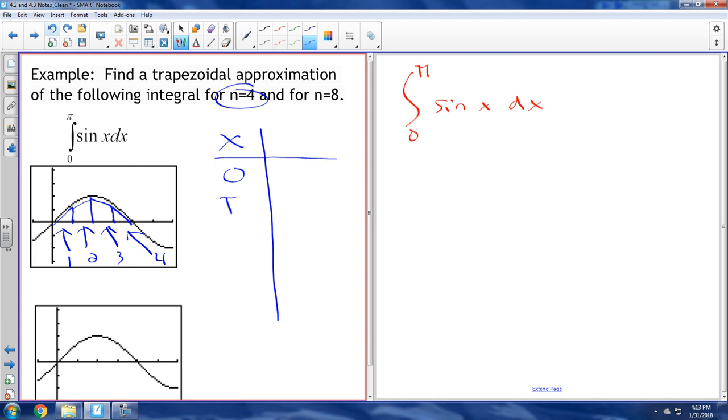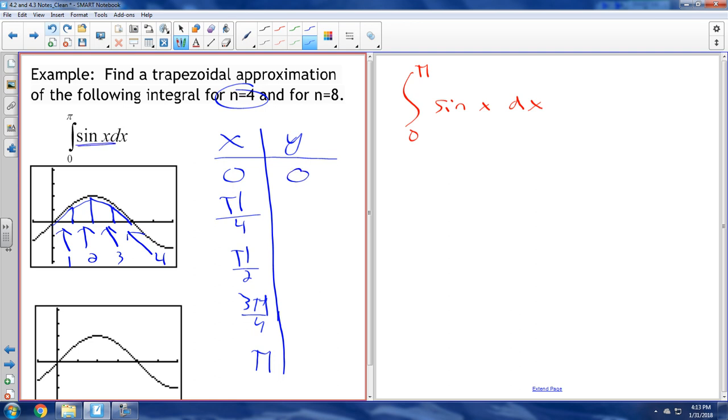So we care about these things. Okay, that's a pi. And we care about the y's for that, basically. So let's just do a little bit of our math here. Sine of 0 is 0.